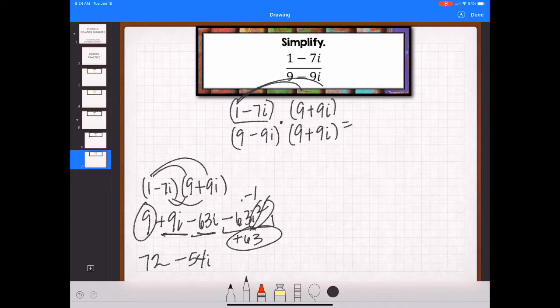i. So this right here is just my numerator. Okay, so I'm going to move it over here. So I have 72 minus 54i. Okay, so now maybe I should do a different color.